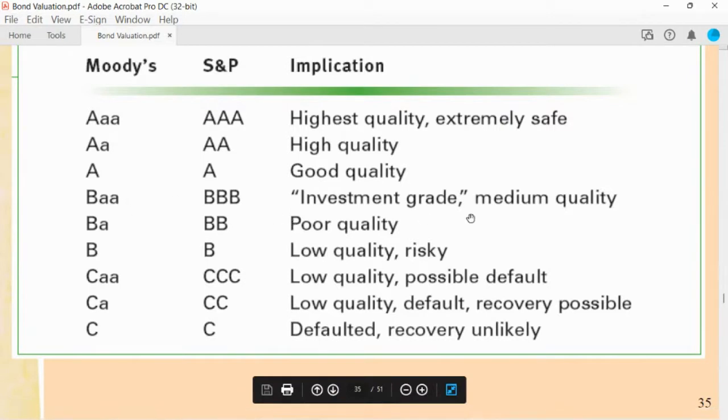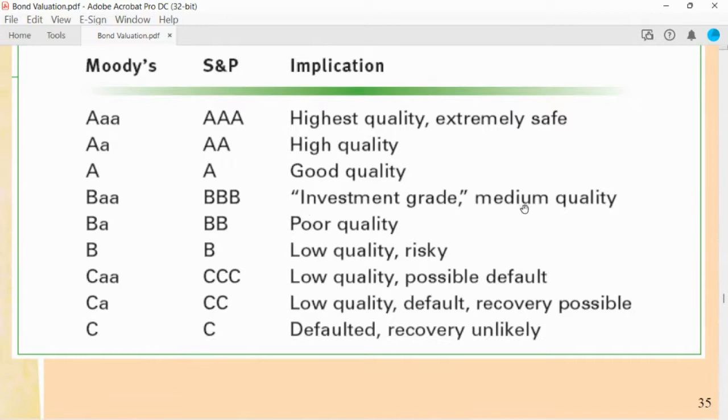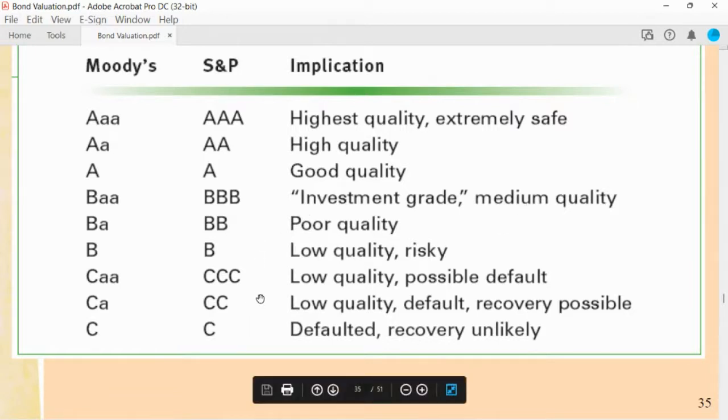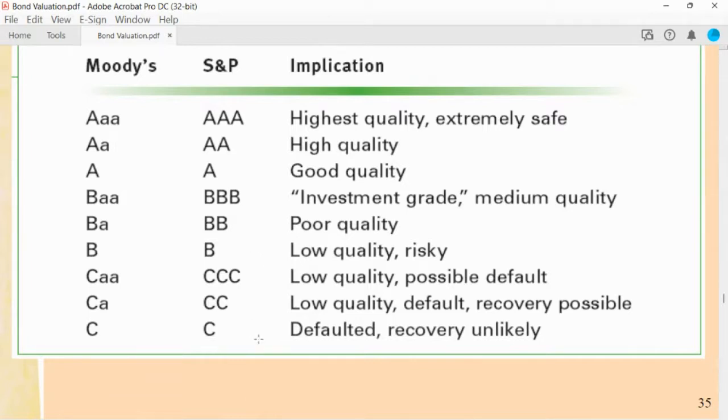The reason they say BBB and above is investment grade, and below BBB are called junk bonds. Junk bond sounds like a bad thing, but what it means is it's high return, but only at high risk. Of course, you cannot have high return without high risk.